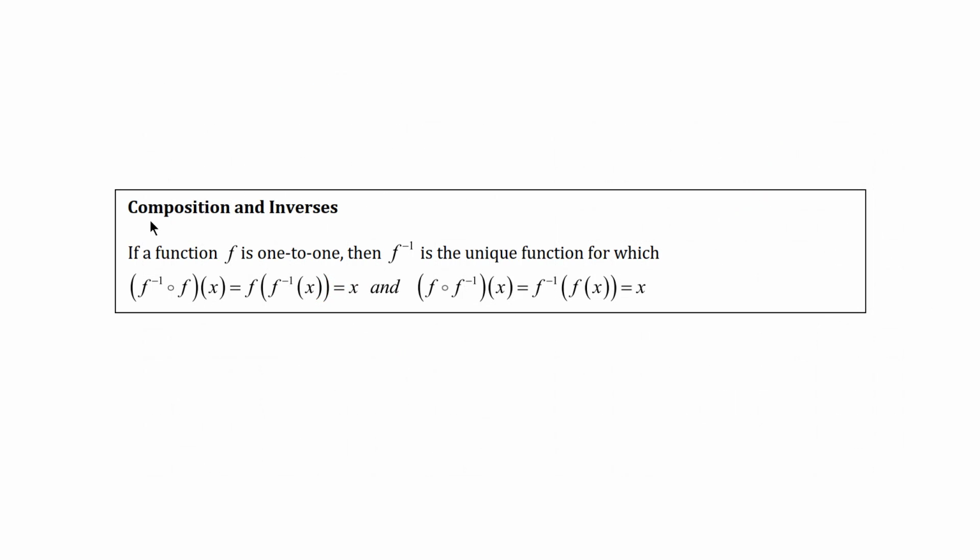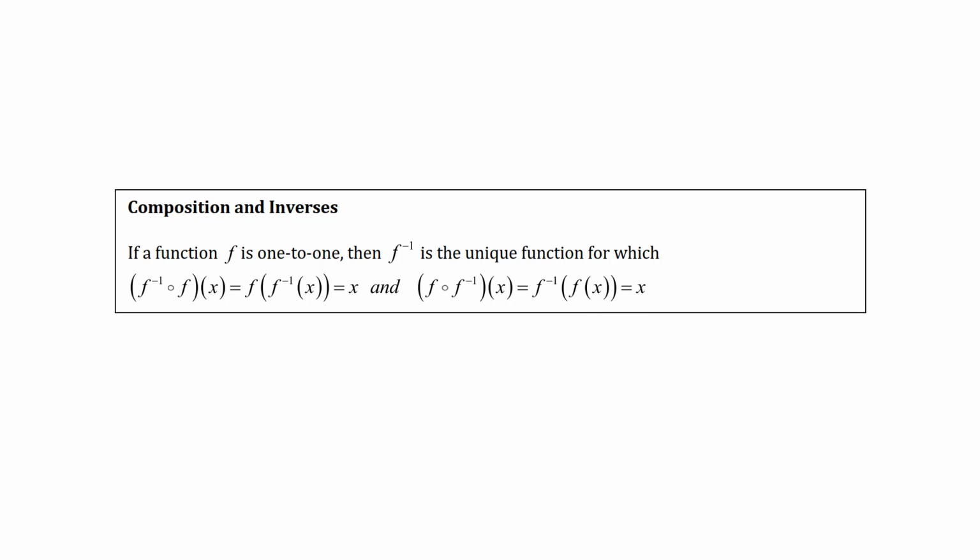Next, we're going to go over composition and inverses. If a function f is 1 to 1, then f inverse is the unique function for which f inverse composed of f of x is equal to f of f inverse of x is equal to x, and f composed with f inverse of x is equal to f inverse of f of x equals x.